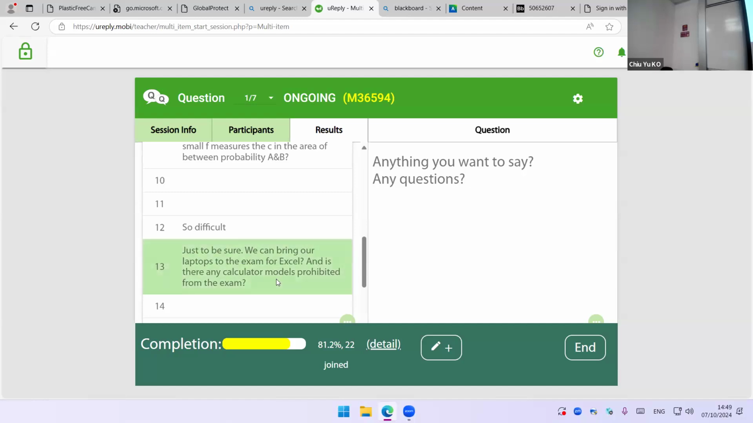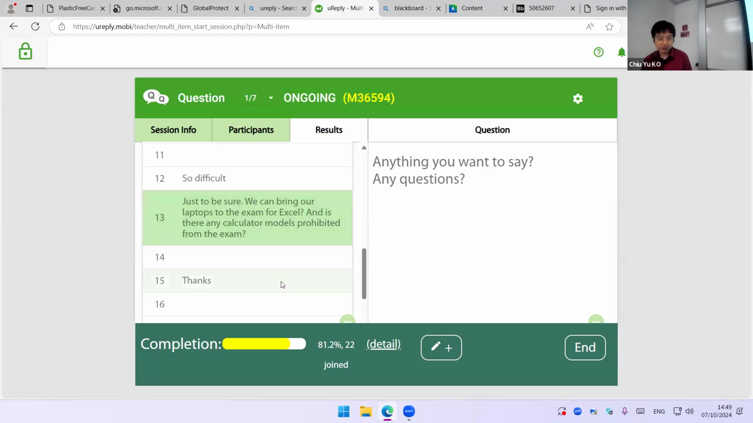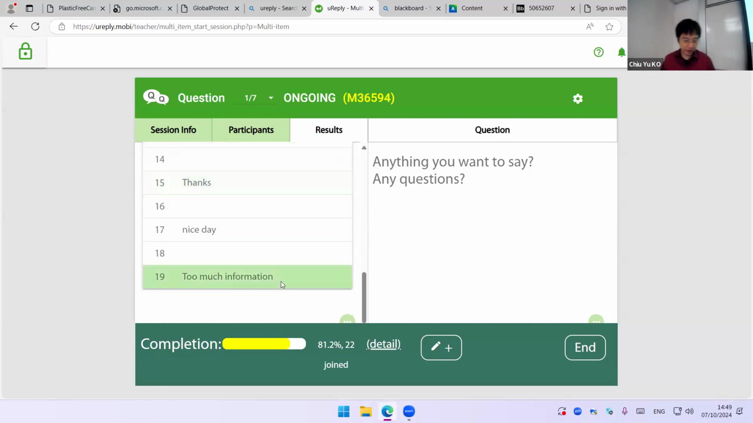As long as the formula is right, you can go through. So don't worry about that. We are not super crazy about the calculation. As long as you know how to do it, then it should be fine. Too much information.